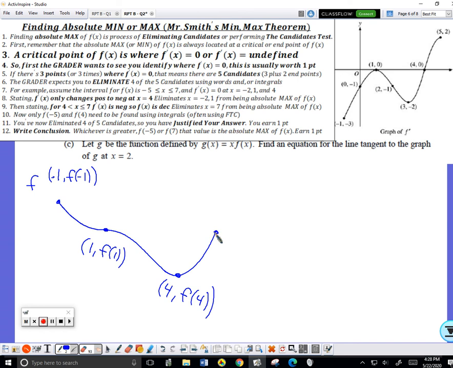So I know that the highest point on f is either f of negative 1 or f of 4. My normal thought would be to go find these two values using integrals. Back up here, this part was examples of using wording to eliminate some candidates, which we've done. Now we're on step 10, where we would need to use integrals to figure out which is bigger, f of negative 1 or f of 4.